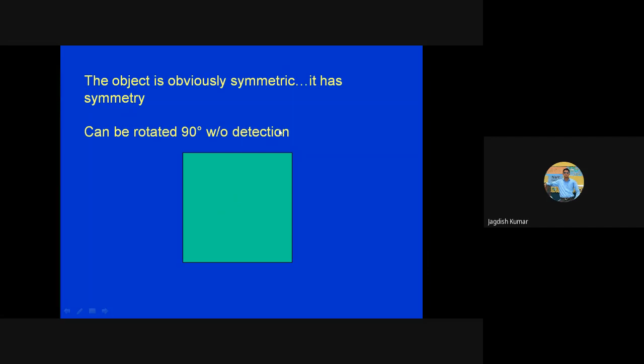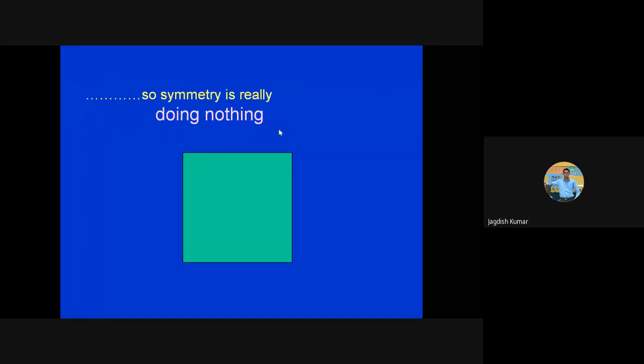So that is not a symmetry operation. But yes, rotation by 90 degrees is a symmetry operation, because then we won't be in a position to tell whether the square has been rotated or not. So that is the meaning of symmetry: doing nothing, or at least doing something which is not possible to be detected.